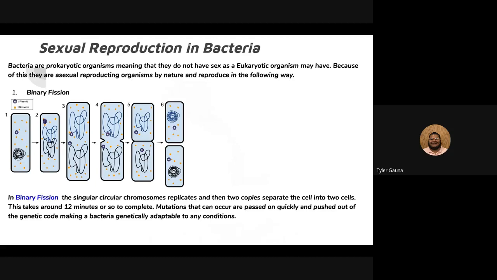Mutations that can occur are passed on quickly and pushed out a genetic code, making a bacteria genetically adaptable to any condition. This is why bacteria can survive for a long amount of time, because if something can replicate so fast, then there's no way to catch up with it. There's no way to quickly identify it once it gets in the body. That is why certain things are hard to combat, such as AIDS, because it replicates so fast. And through that replication, you hardly even know you're sick until it's too late.